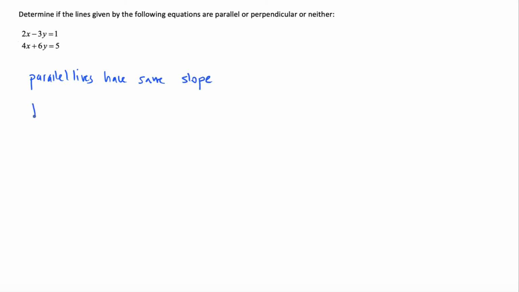Okay, what about perpendicular lines though? First of all, what makes lines perpendicular? Perpendicular lines cross at a right angle. So it's not just some random way that they intersect. Perpendicular lines cross at a right angle, so their slopes are what is called negative reciprocals. This is certainly something you want to make sure you remember.